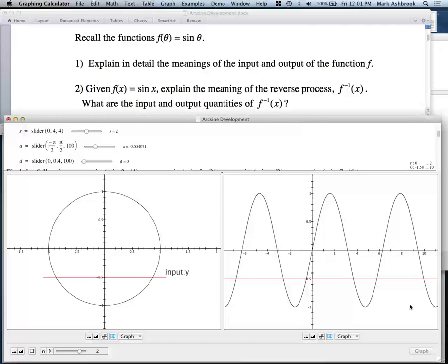Okay, here we go. Ready? So Justin, what's the input into sine? What's the quantity that's the input into sine? Angle swept counterclockwise from 3 o'clock. And then what's the output? Nathan?